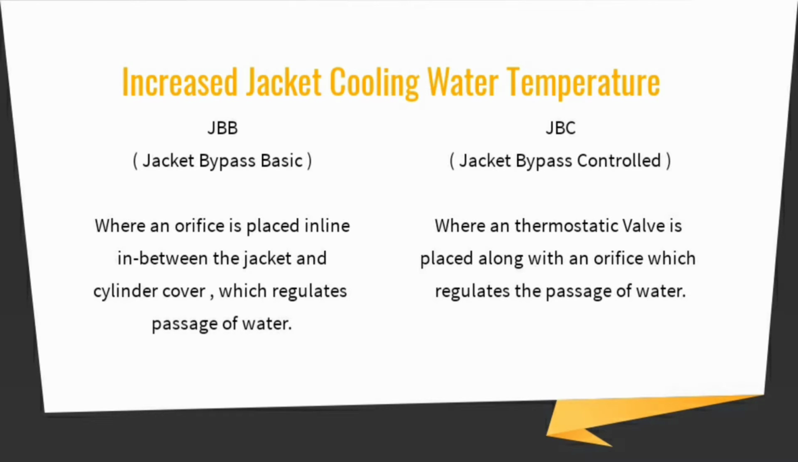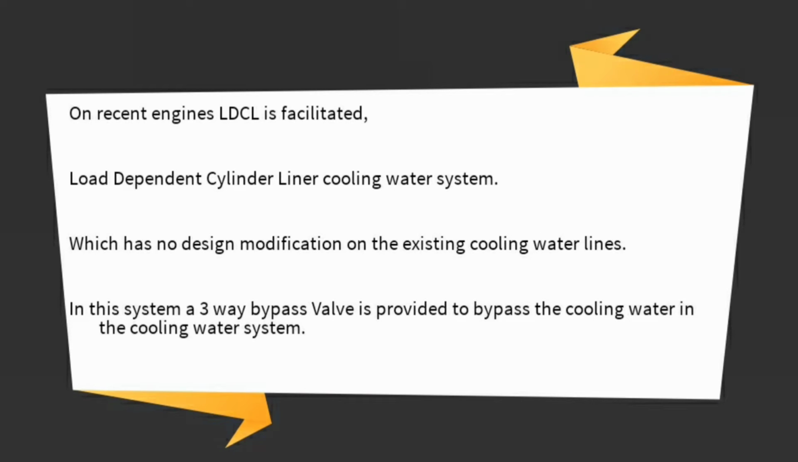Increased jacket cooling water temperature is achieved by either JBB, which is Jacket Bypass Basic, where an orifice is placed in line in between the jacket and the cylinder cover, which regulates the passage of water, or JBC, Jacket Bypass Controlled, where a thermostatic valve is placed in between the jacket and the cylinder cover in line, which regulates the passage of water. Later, LDCL was developed. On recent engines, LDCL is facilitated.